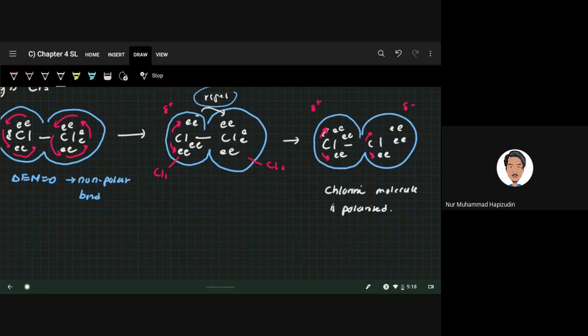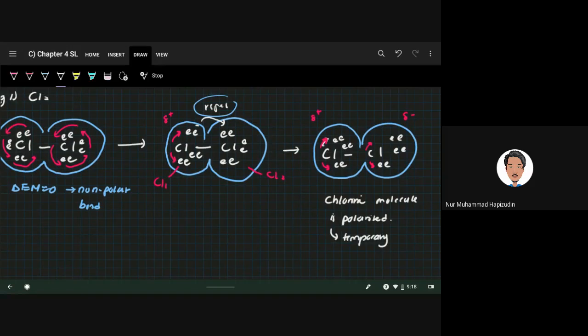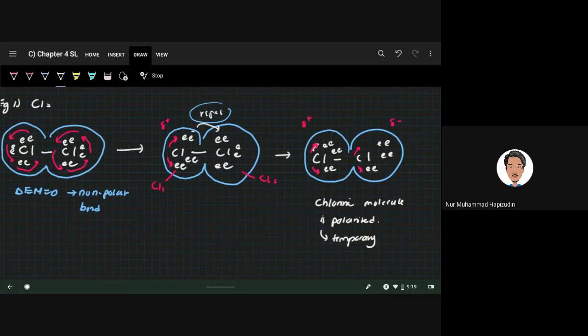Polarized means it will become a polar bond. Okay, but just temporary. Not permanent. Temporary. Not permanent because after a few seconds it will become a non-polar bond again. Okay, temporary, that is what temporary means. Just for a while, because electrons are always moving. So after a few seconds, okay, this polarization is gone. It will disappear. It will become neutral again. Okay. So this is the situation under London dispersion force.